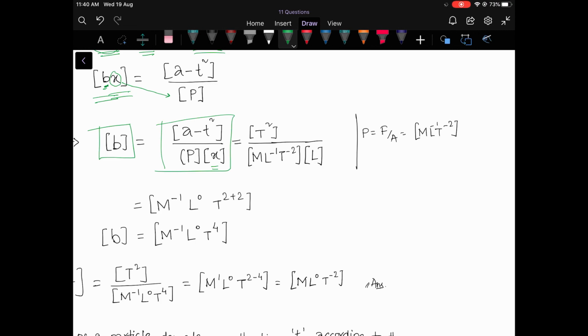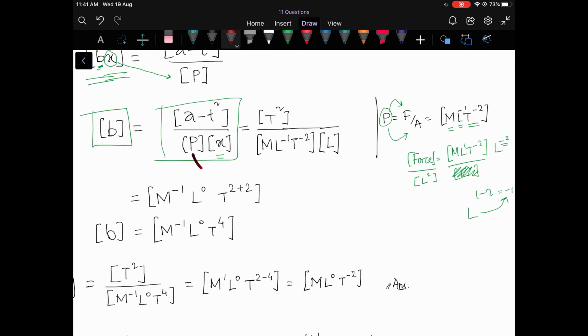Dimension of pressure can be found by writing dimension of force by area. Force is simply, if you remember, mass times acceleration, so dimension of force is MLT to the power minus 2. Then divide by area. Area, if you remember, has a dimension of L square. So when this L square goes up it becomes L to the power minus 2, and then here we have 1. So we have 1 minus 2, that is simply minus 1. So we are going to get L to the power minus 1. So we have L to the power minus 1, T to the power minus 2 and M as the dimension of pressure. That is what we are going to use over here for pressure.